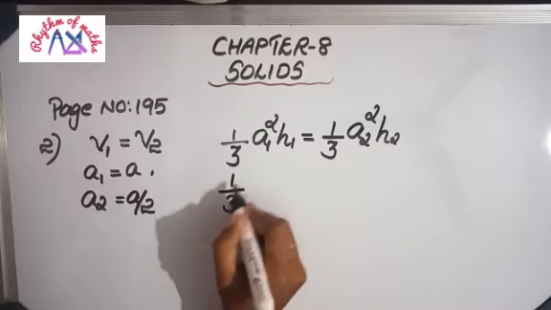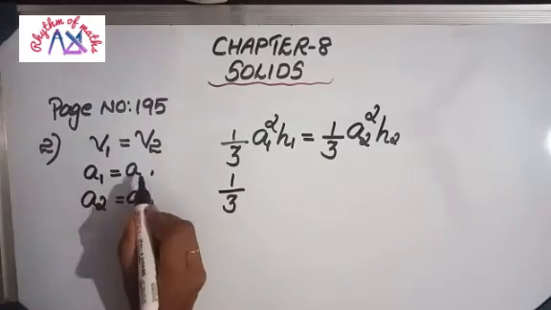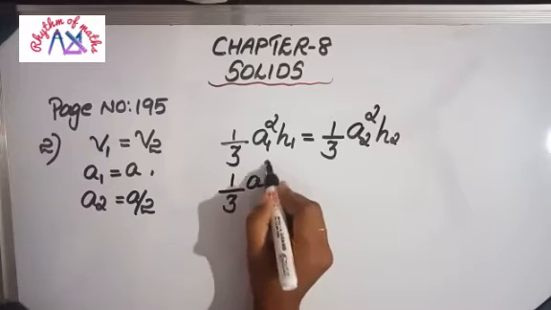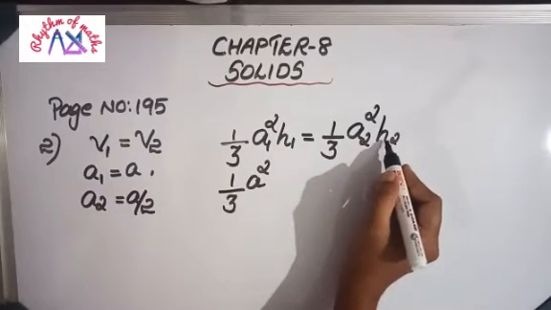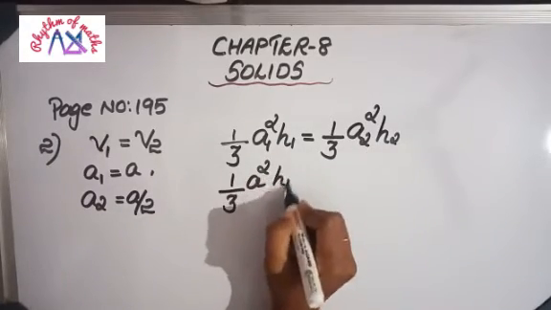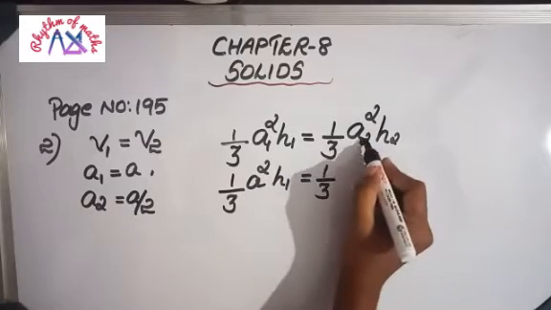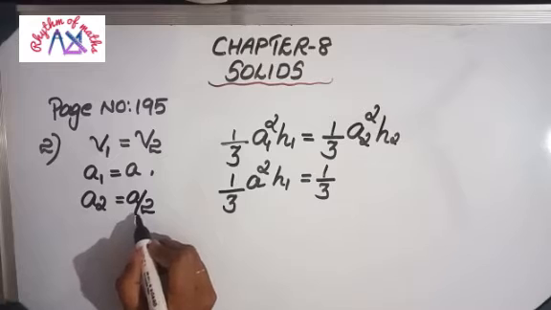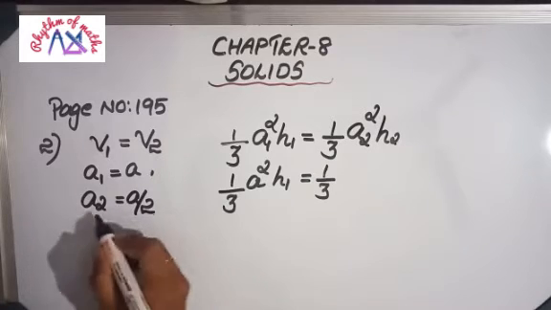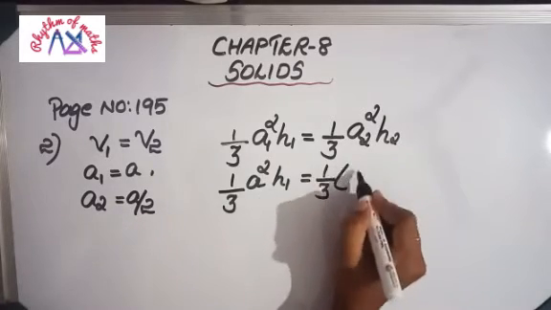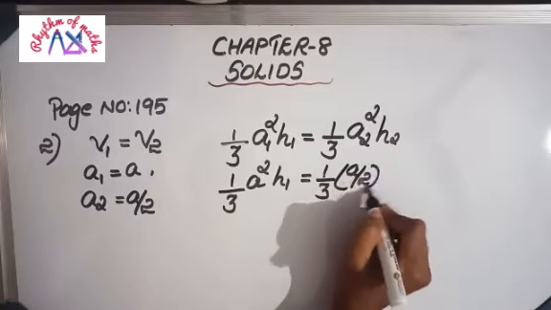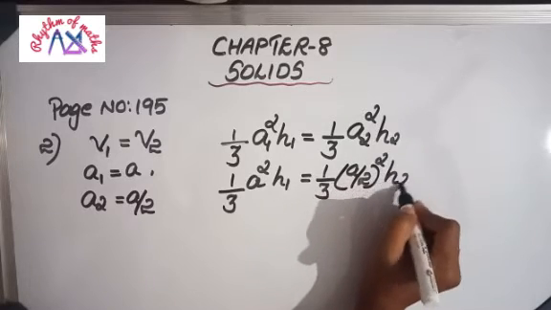So 1 by 3 A1, where A1 is A, so A square H1, equal to 1 by 3 A2. A2 here is A by 2, as per the question. So A by 2 whole square times H2.